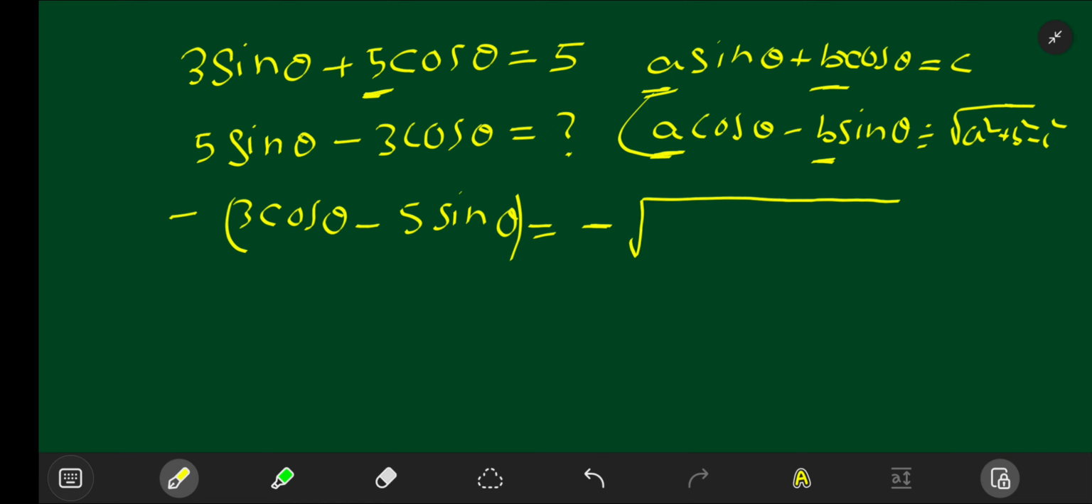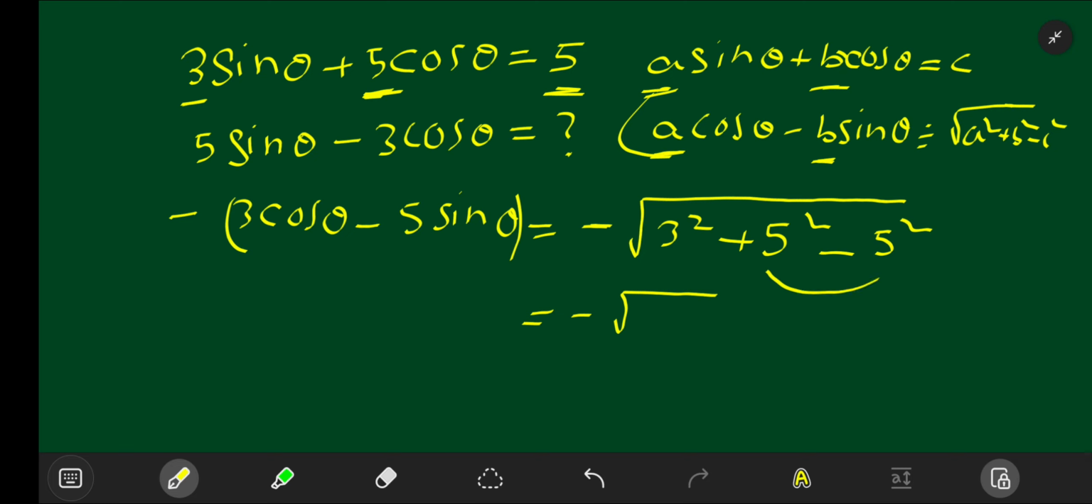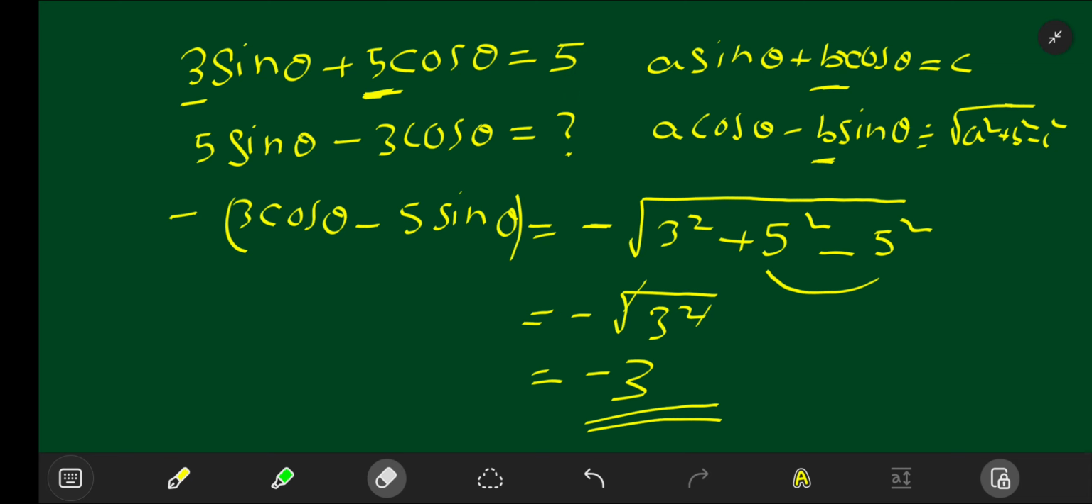Minus of square root of A square, A square means 3 square, plus B square means 5 square, minus C square is 5 square. Minus of square root of 5 square minus 5 square gets cancelled. We are left with 3 square. Square root will get cancelled. The answer is minus 3. That is the answer.